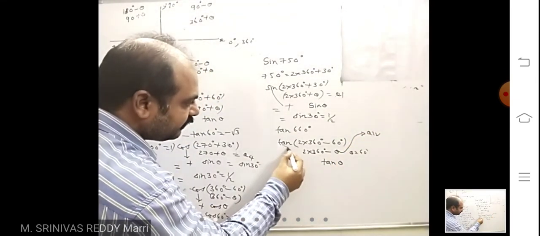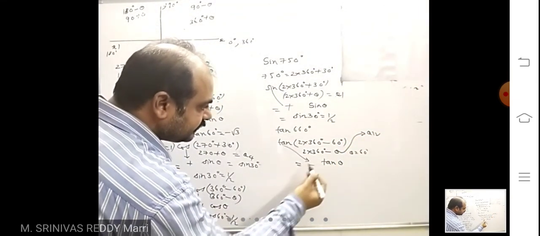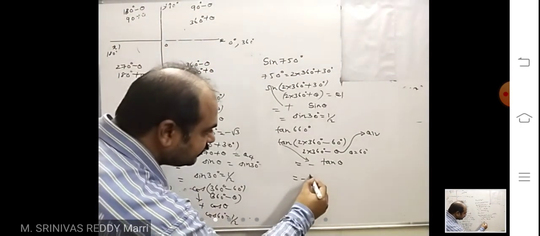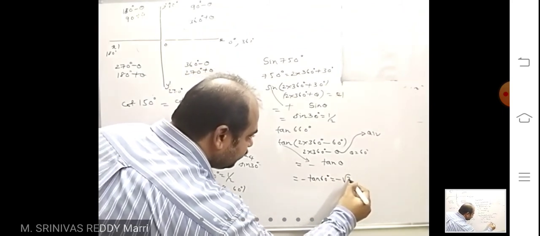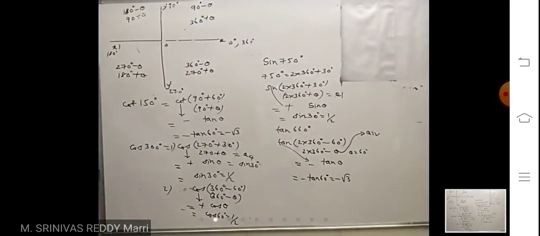In quadrant 4, tan is what? Negative or positive? Negative. Minus tan 60, that is minus root 3. Like that, higher angles.